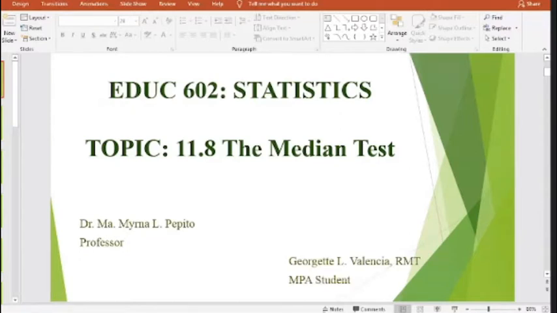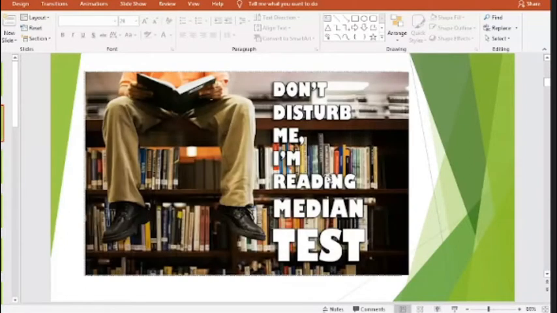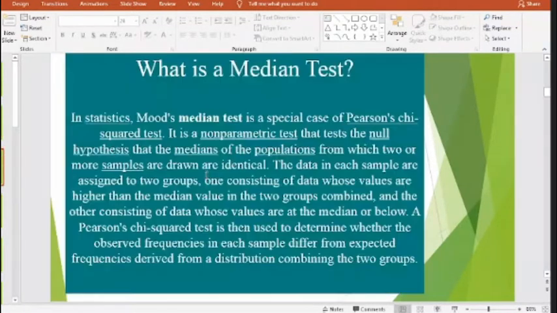So I'm going to report topic 11.8, the median test. So I have a slide here. Don't disturb me, I'm reading the median test. Let's first define what the median test is.